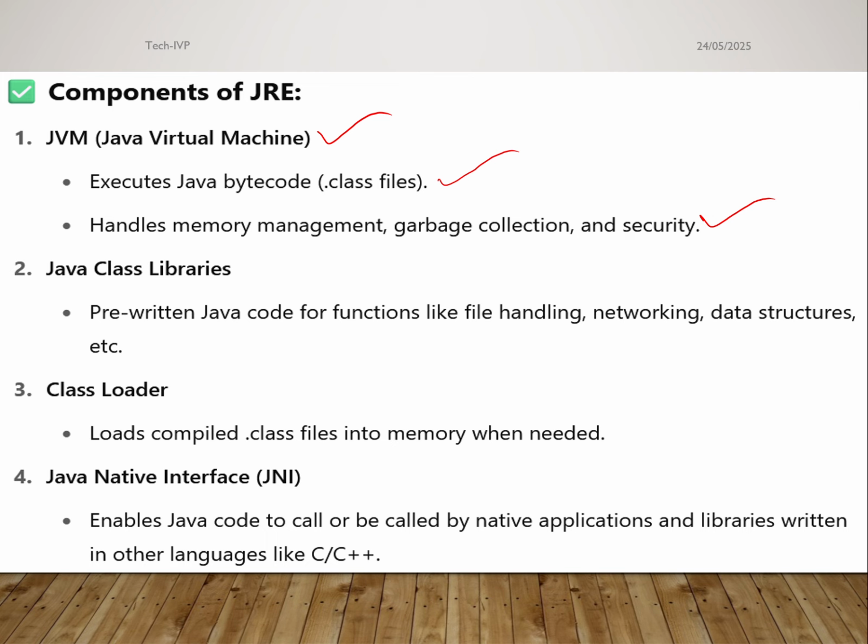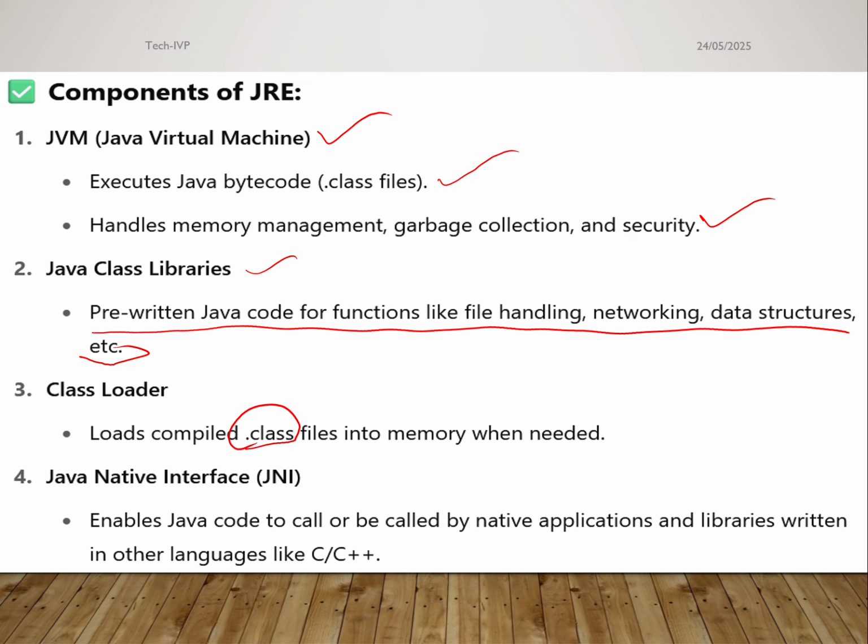The next point is Java class libraries. What are class libraries? A class library means pre-written Java code for functions like handling networking, data structures, and many more things. These are predefined libraries, a predefined set of code which is used to handle communication between hardware in the network or with the data structure.